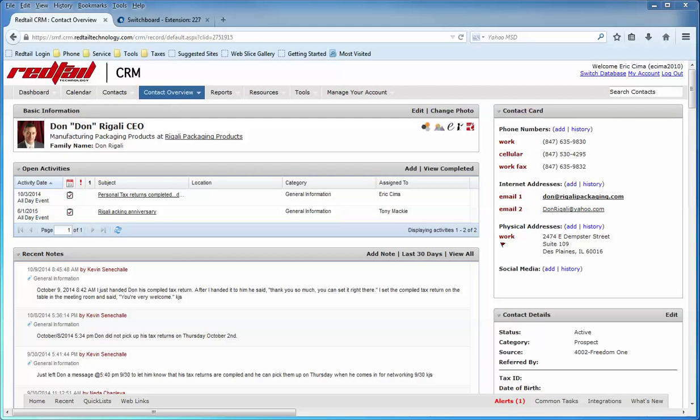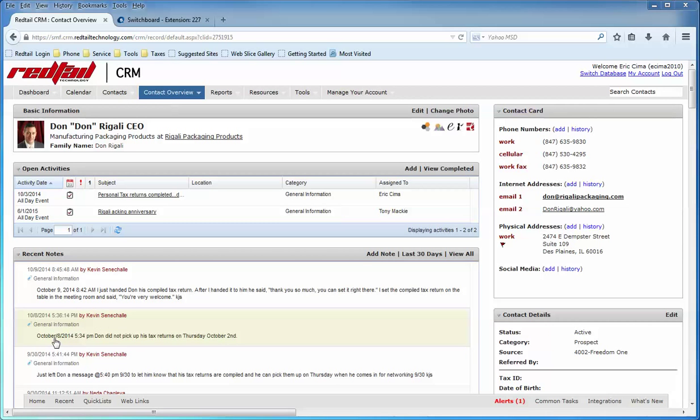This video is designed to make note-taking easier and Redtail more effective. So some good notes were put in for Don Regali over the course of a couple of weeks here, or a couple of days, but really the events happened over a couple of weeks. And you can see that one note was put in immediately after it actually happened. 8:42 is when it happened, and 8:45 is when it got in there.